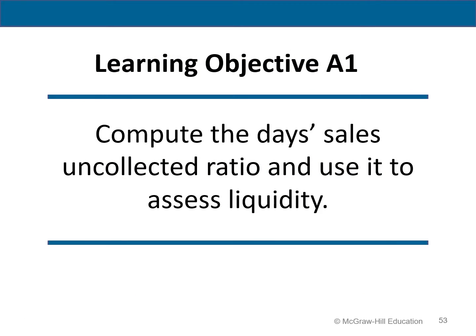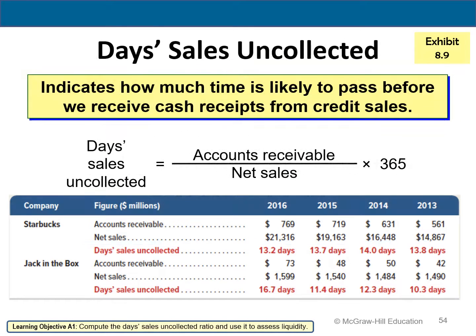All right. Let's talk about days sales uncollected. So days sales uncollected tells us how much time is likely to pass before we receive cash receipts from credit sales. So if you take your accounts receivable divided by net sales times 365, that'll tell you how many days it's taken you to collect your cash receipts. So the higher the number, the longer the collection period. The lower the number, the quicker the collection period.